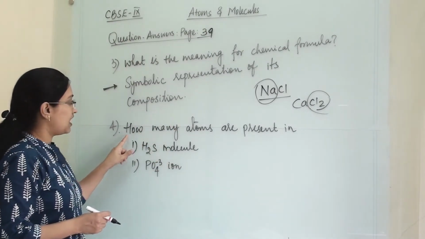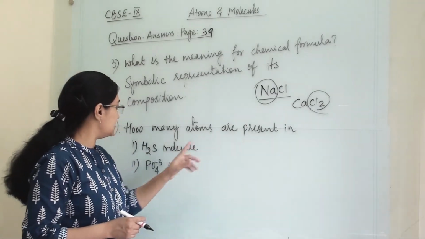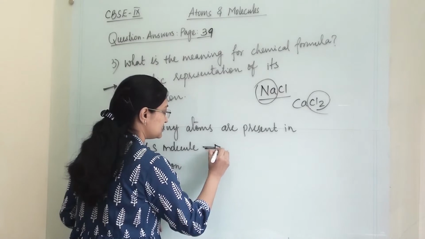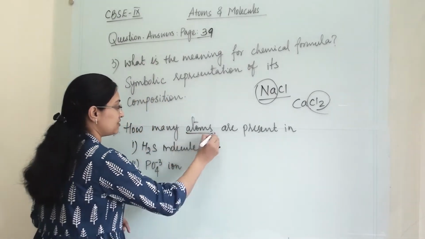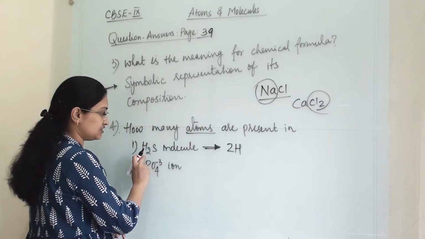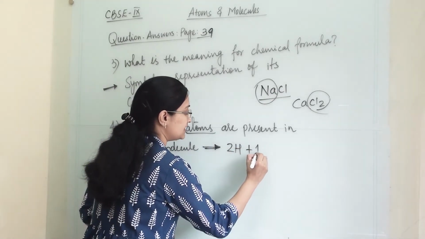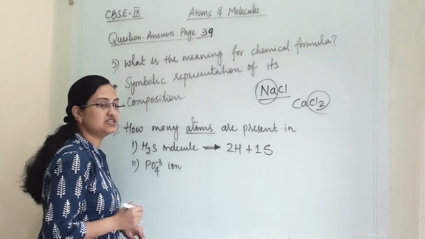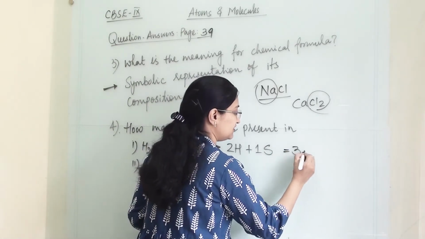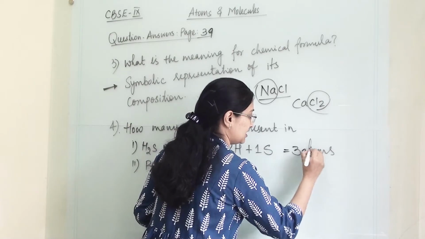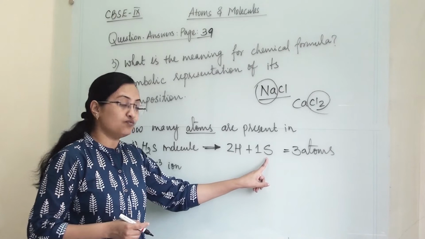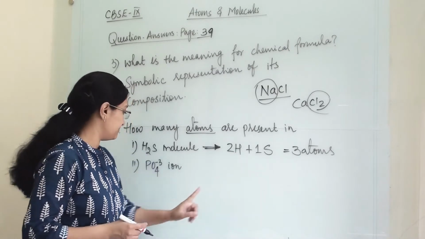Now fourth, how many atoms are present in an H2S molecule? So in this, first, how many atoms are present? 2 atoms of hydrogen are present in this, and 1 sulfur atom is present in this. So how many atoms in total? Total 3 atoms are present in H2S: 2 atoms of hydrogen and 1 atom of sulfur.